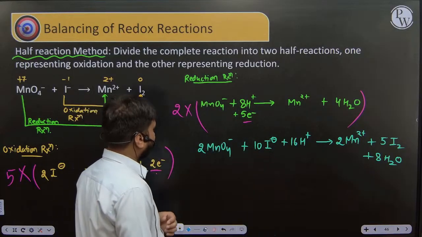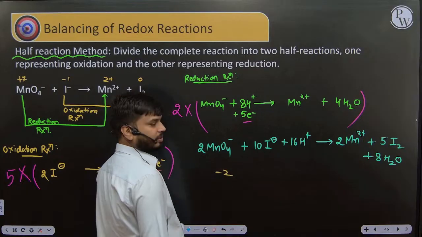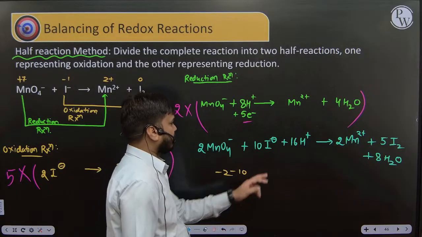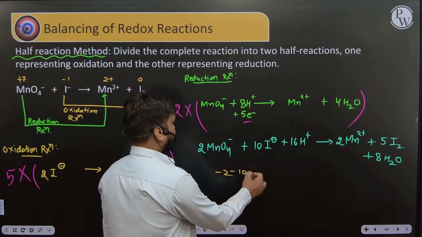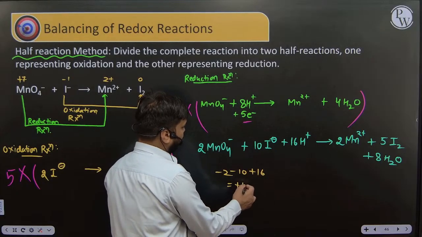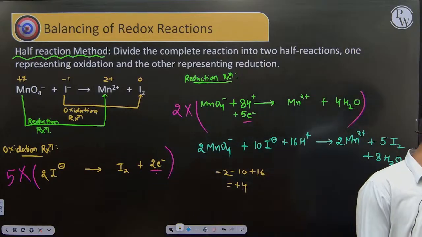Charge, take the charge. 2 into minus 1, minus 2 charge. 10 into minus 1, minus 10 charge. 16 into plus 1, how much charge? Plus 16. So when you sum it up, you will be getting 4 plus charge in the left hand side.